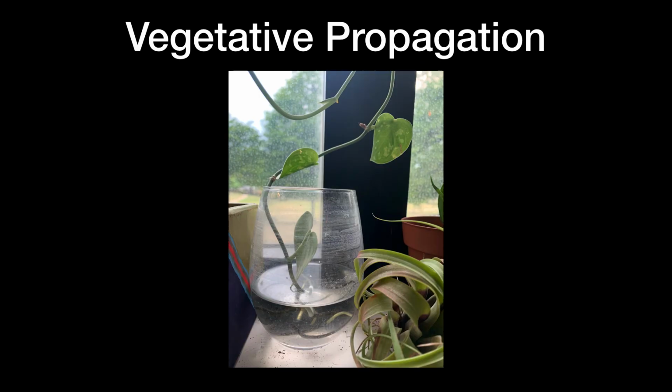Another form of asexual reproduction is vegetative propagation. This is done by using vegetative parts of a parent plant, the vegetative parts being the stem, the roots, and the leaves, to generate a whole new plant. This right here is my silver satin pothos that I took a cutting of from my friend's mother plant, and it has since rooted in the water and will be transferred to soil soon.